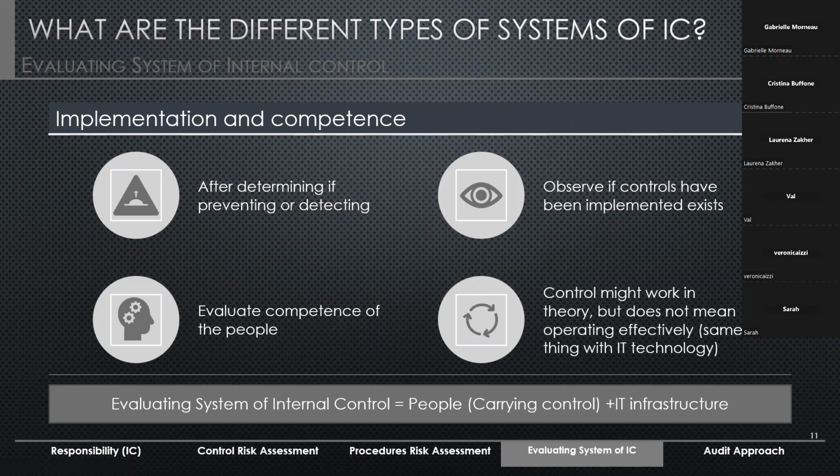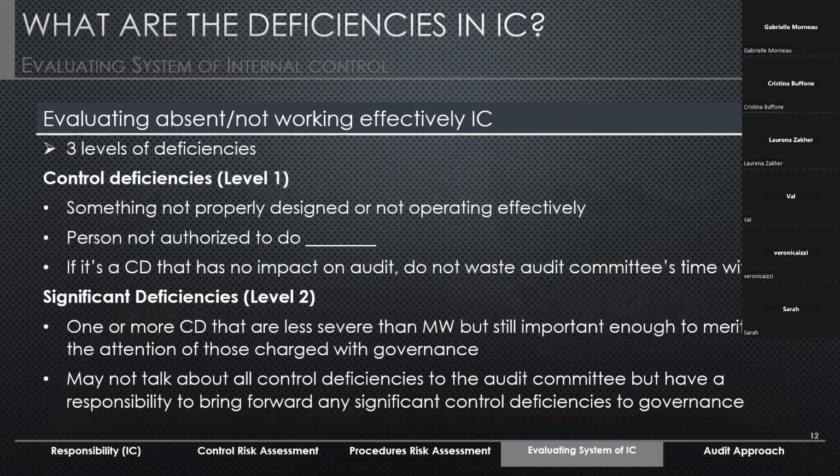Right, so a control might work in theory, but that does not mean it's operating effectively. Same thing with IT technology. Okay, so now we're looking at the deficiencies in the internal controls. There's 3 levels that you have to remember. Number 1, control deficiencies: something not properly designed or not operating effectively.